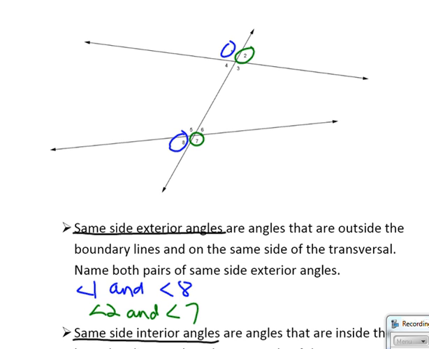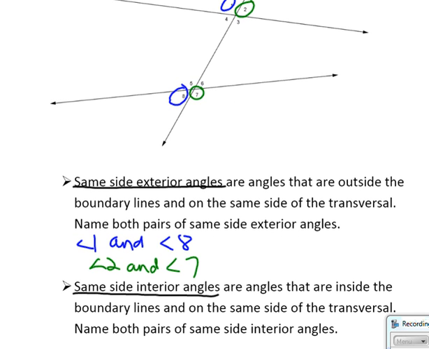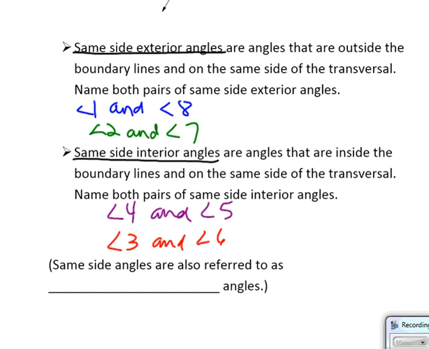Same side interior angles are going to do the same thing, except these would stay inside the transversal. Take a minute, stop the video, and name the two pairs of same side interior angles. You should have angles 4 and 5, as well as angles 3 and 6. In some places, you will also see same side angles referred to as consecutive angles. You need to be familiar with both same side terms as well as consecutive terms.